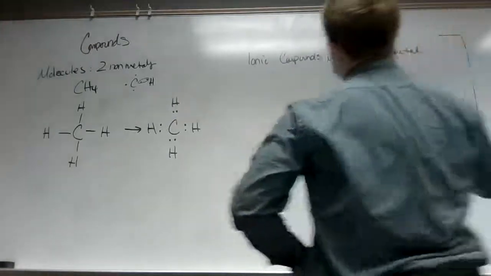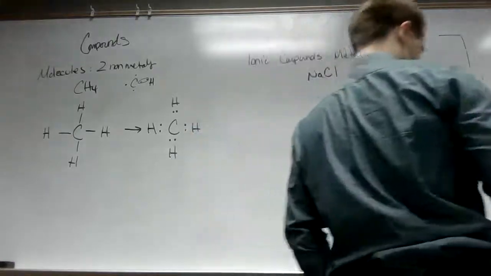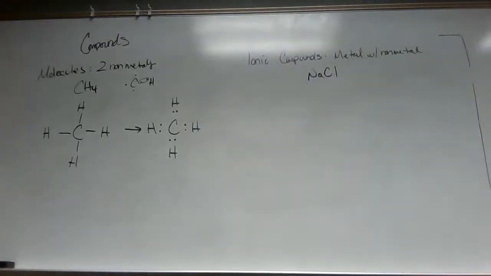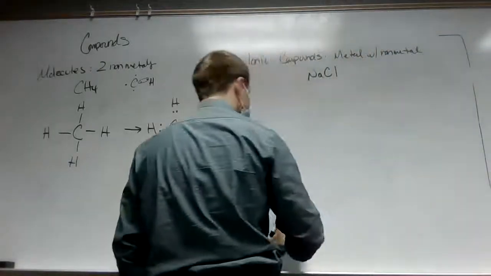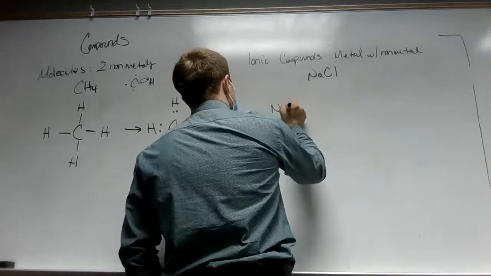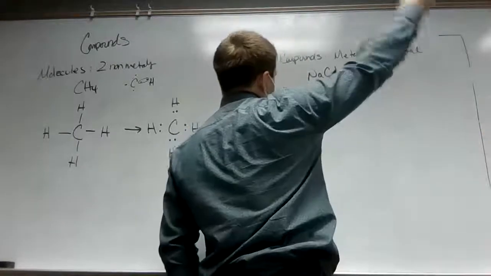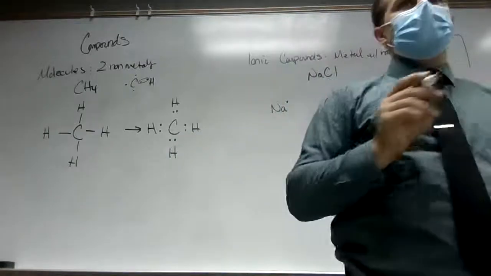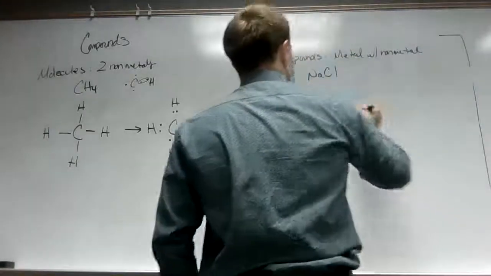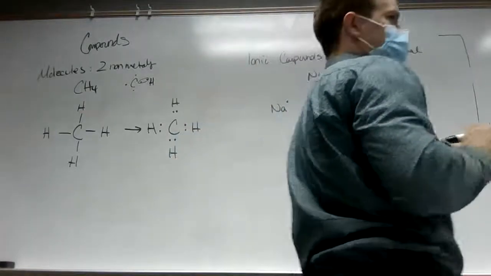Okay. Ionic compounds, let's use sodium chloride, NaCl. How many electrons does sodium have in its outside shell? One, in that first group. How many electrons does chlorine have? 7.